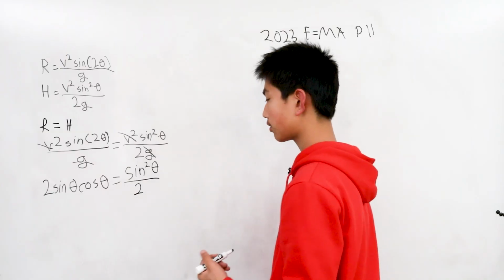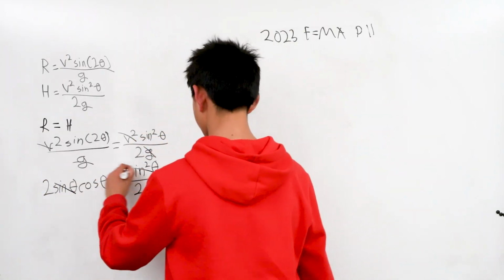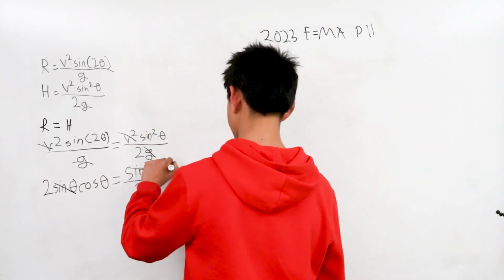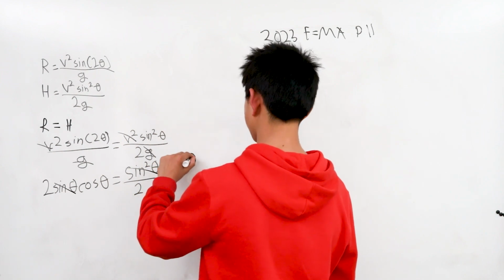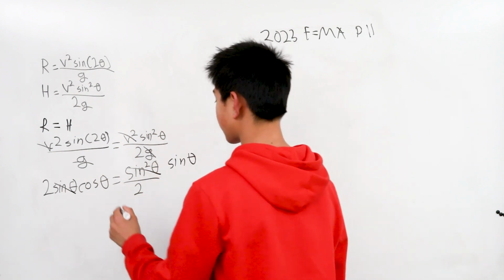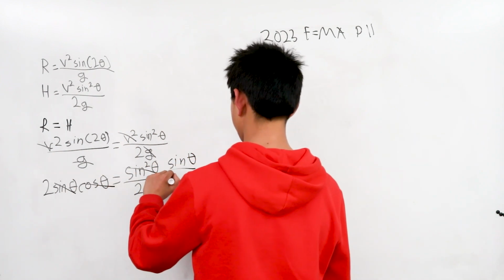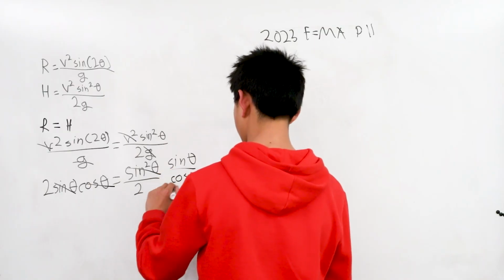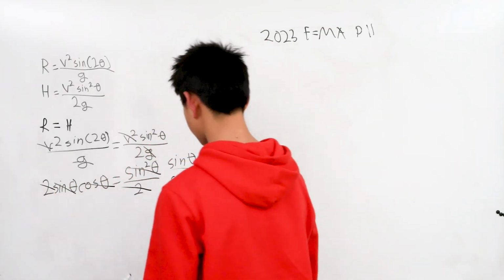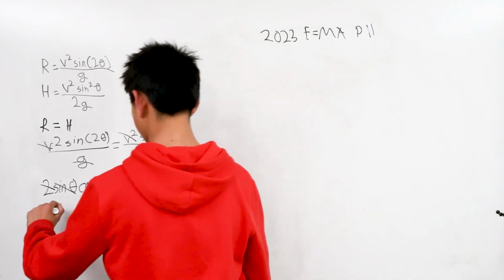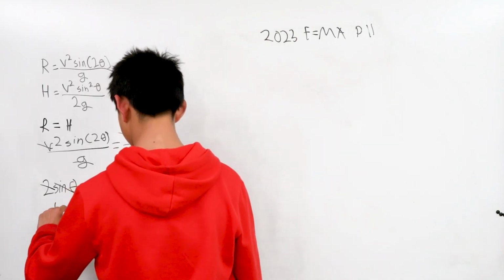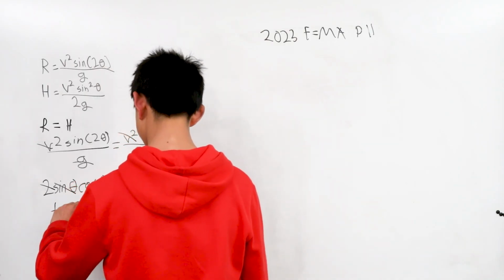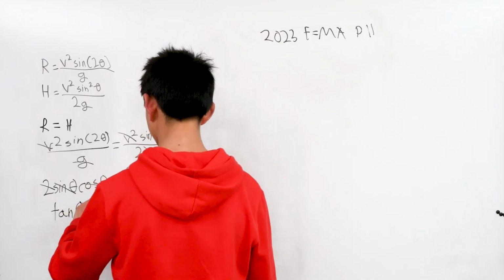We can divide both sides by sine of theta to make this denominator only sine of theta as opposed to sine squared of theta. Then we can divide both sides by cosine of theta and multiply both sides by 2 to get tangent of theta equal to 4.